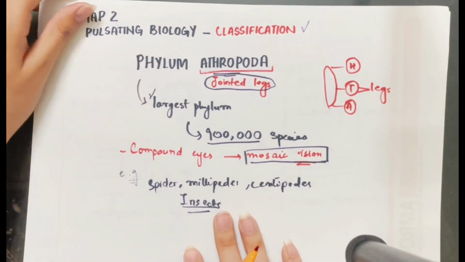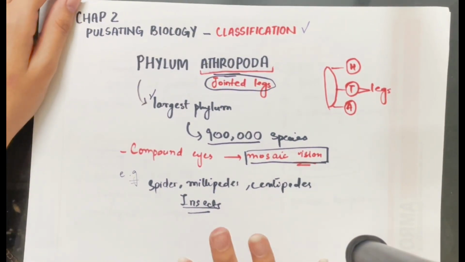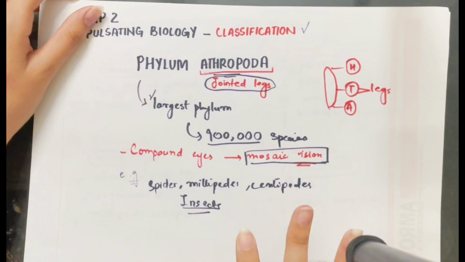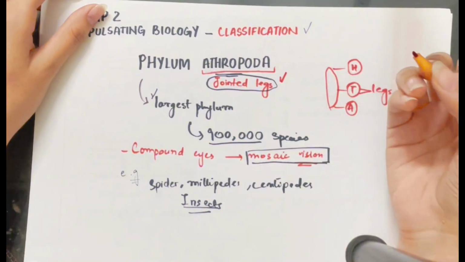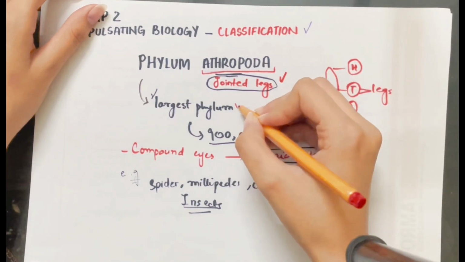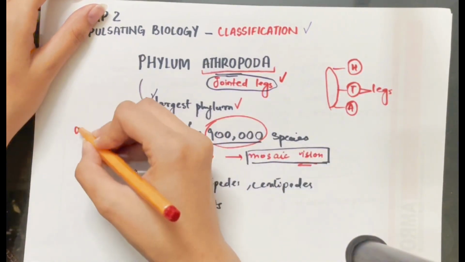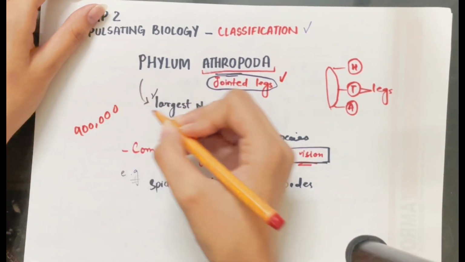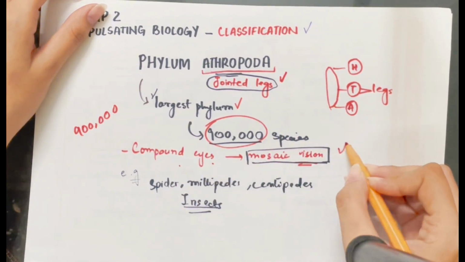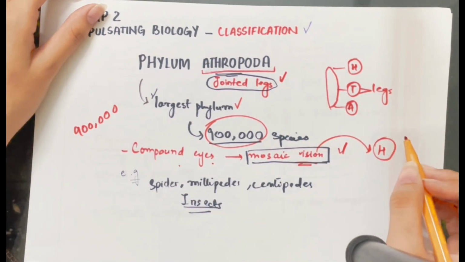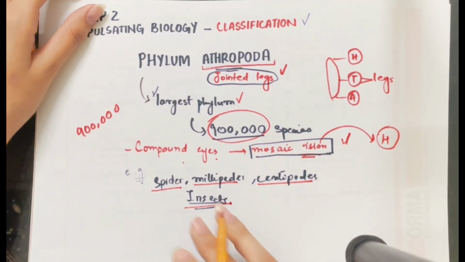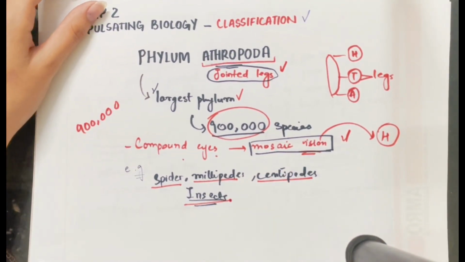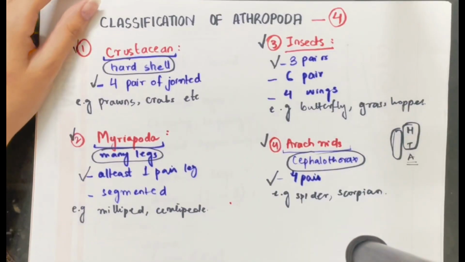Alright, so these are some of the very general characteristics of the phylum Arthropoda, which you just need to give a look. I've already told you that they have jointed legs. They are the largest phylum, including 900,000 species. They have compound eyes for mosaic vision in the head part. The examples are spiders, millipedes, centipedes, and insects. We have already discussed this entire sheet in the previous sheets.